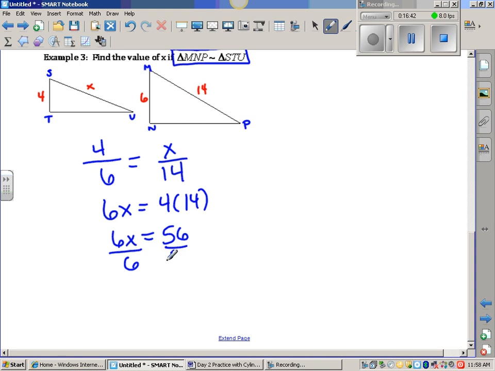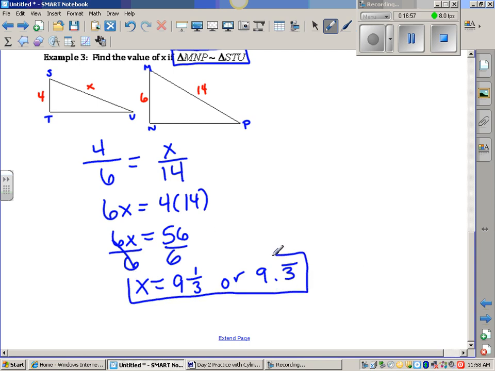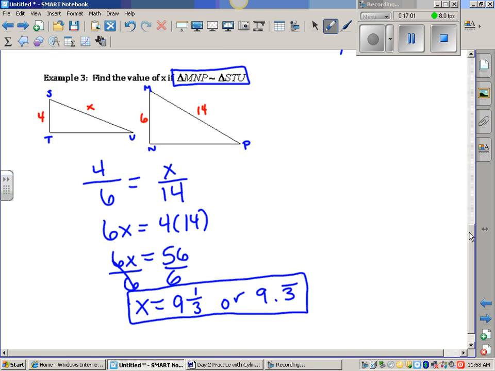They're connected by multiplication, so all you have to do is a little division. And you get 9 1/3, or 9.3 with the bar over it. All right, so that would be the side length, the missing hypotenuse. Now that's all there is to it. We're going to elaborate on it a little bit in class, but if you have any questions on ratios or proportions, make sure you ask, and we're going to practice in class.